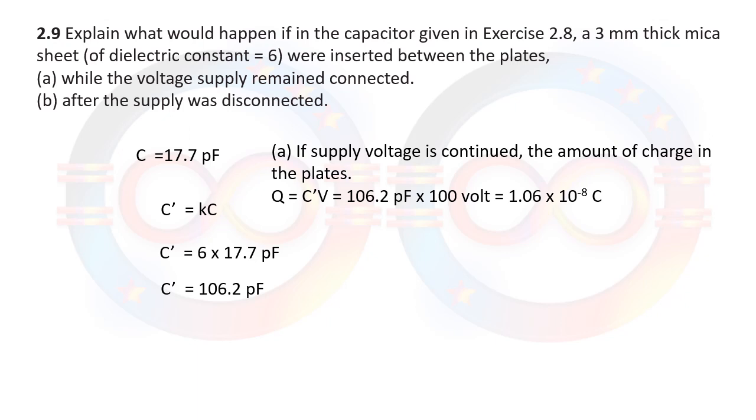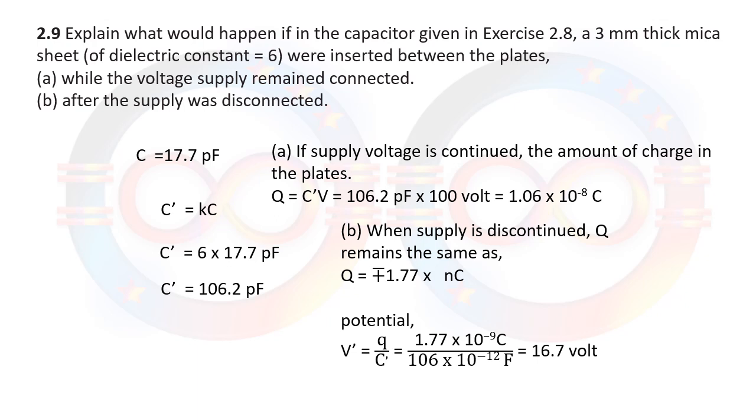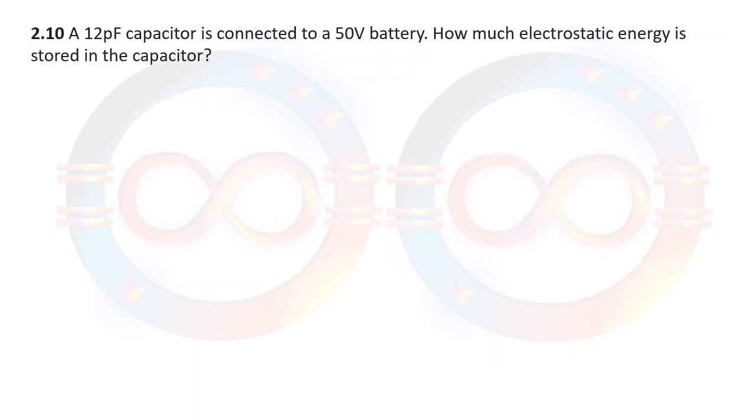Part B: after the supply was disconnected, this mica sheet is being inserted. So before the mica sheet is inserted, what was the charge? 1.77 nanocoulomb. But the voltage was 100. Now the capacity is going to increase, so the potential difference between the plates will be different, and that will be Q upon C dash, that is 1.77 nano upon 106 pico, meaning 10 raised to minus 12 farad, and after simplifying it we will get 16.7.